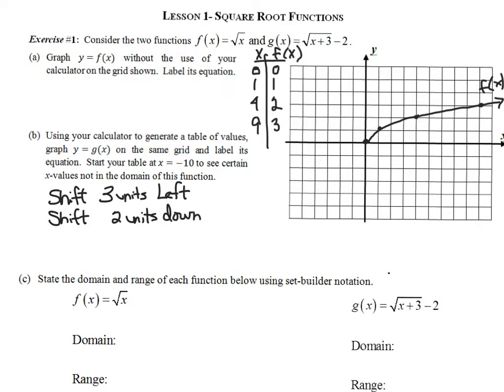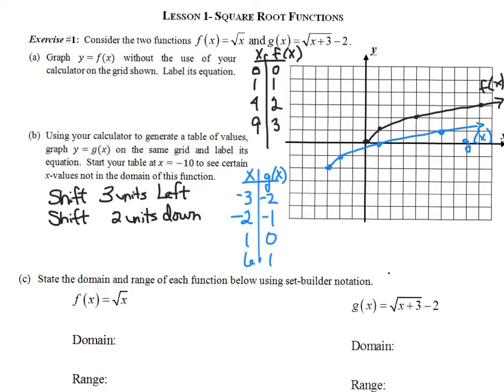And honestly, I think that's an easier way to do this graph rather than making a table of values or looking at our calculator. So take a few minutes, pause the video, and let's take every point and shift them 3 units to the left and 2 units down. I'm going to use a different color for this graph as well.